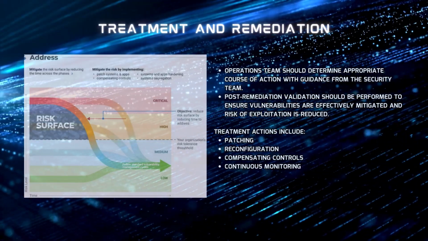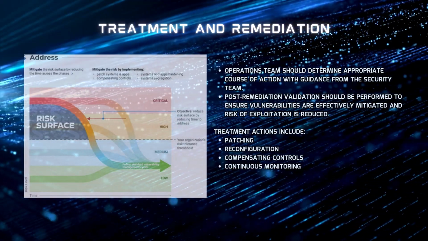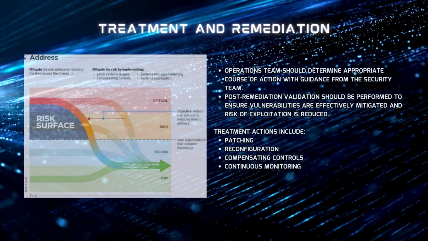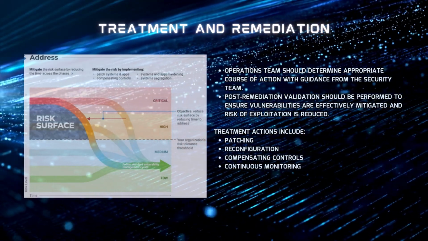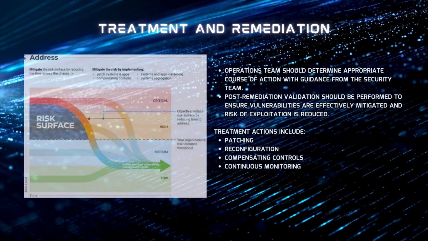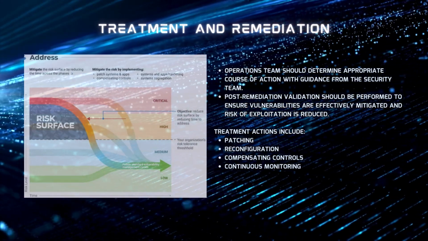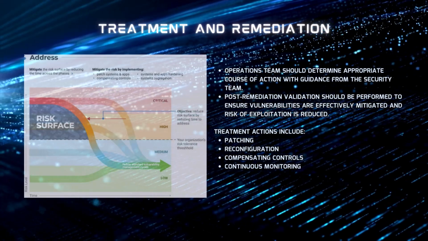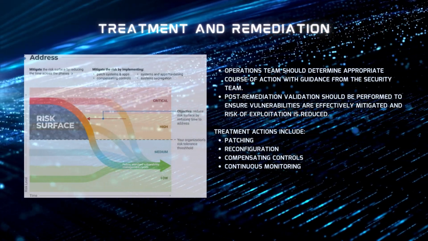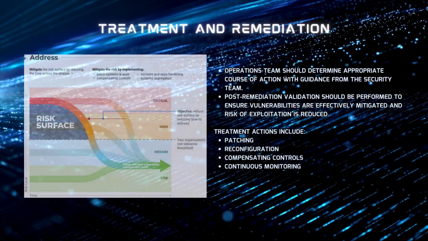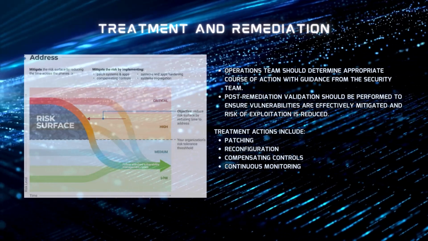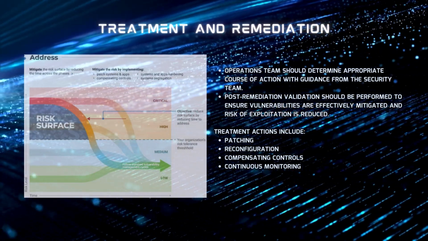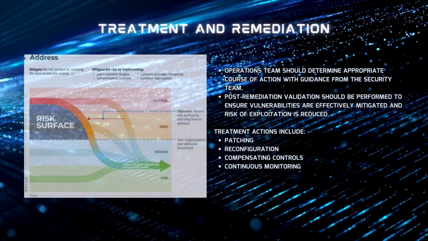Number 6, treatment and remediation. After prioritization, organizations must determine the appropriate course of action: patching, reconfigurations, compensating controls, or continuous monitoring. Security teams should provide guidance to operations teams on following defined SLAs for remediation timelines and validate fixes. Assistance can be provided through rescanning and penetration testing. Post-remediation validation ensures vulnerabilities are effectively mitigated, reducing the risk of exploitation.